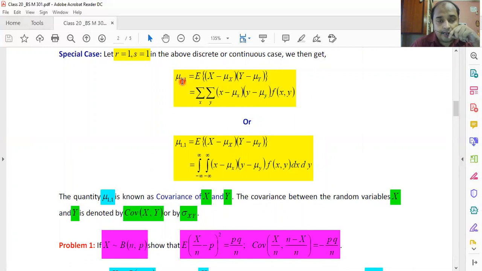This special case of the product moment has a special name, and that name is covariance between the variables capital X and capital Y, irrespective of the nature of the variables. If capital X is continuous, then it represents the covariance between the two variables. If capital X is discrete, then also it represents the covariance. The covariance is sometimes denoted by cov of x comma y, and sometimes by sigma suffix x comma y.